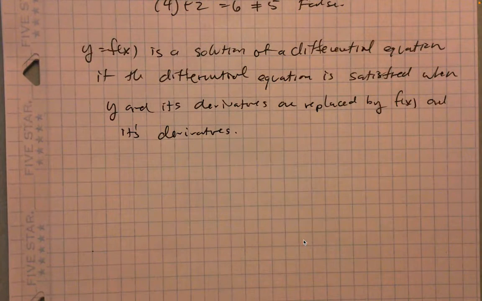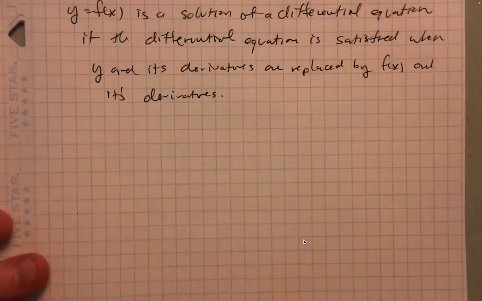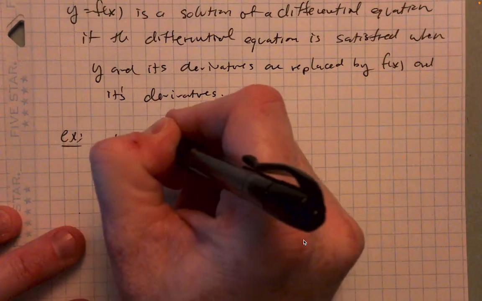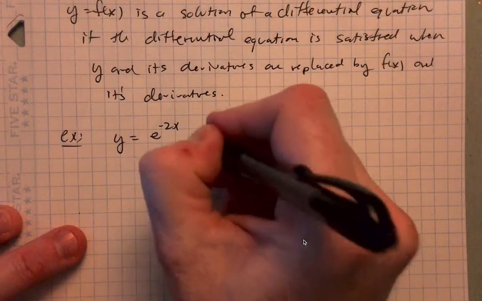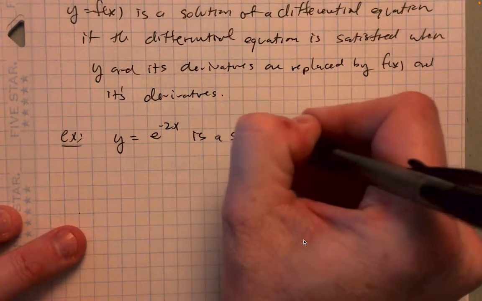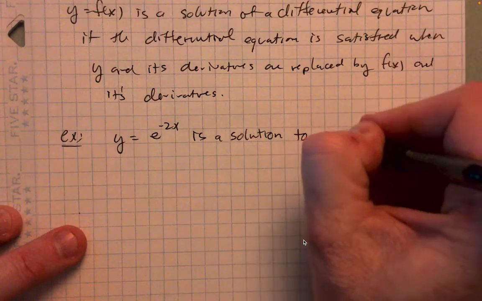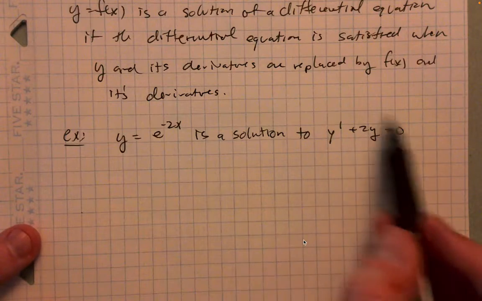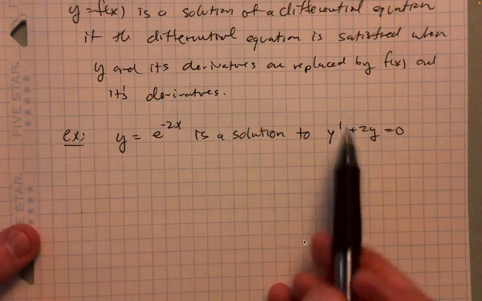So in the case of a differential equation, a solution is itself an equation, and differentiating that equation and plugging y and its derivatives into the differential equation will satisfy the differential equation. For example, y equals e to the negative 2x is a solution to y prime plus 2y equals 0.